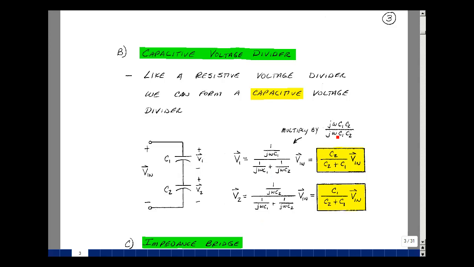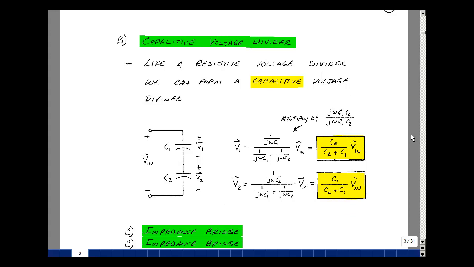If you multiply through by this same 1, the j omega C2 cancels, you're just left with C1. J omega C1 cancels here, just left with C2. And then this other term here cancels with this, and we're just left with C1. So the voltage across C2 is the other capacitor over the sum of the two. Easy way to remember that, just like we did for the resistive voltage divider. We don't have to rederive it each time. It's a handy little thing to keep in the back of your mind.